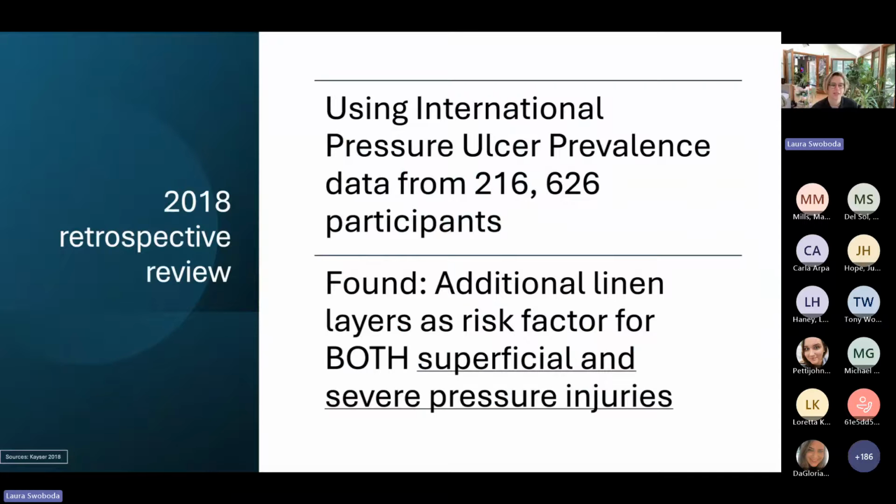And this was another study. This was a 2018 retrospective review by Kaiser, and they looked at the international pressure ulcer prevalence data. They had over 216,000 participants. And this found additional linen layers as a risk factor for both superficial and severe pressure injuries. So this is causing damage at all levels of the skin.